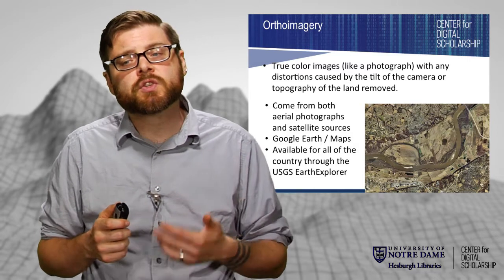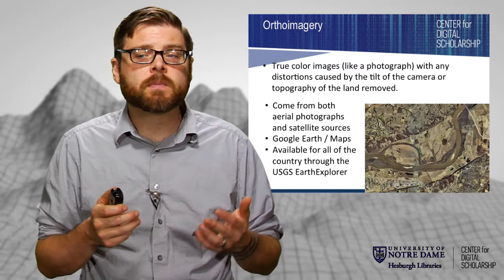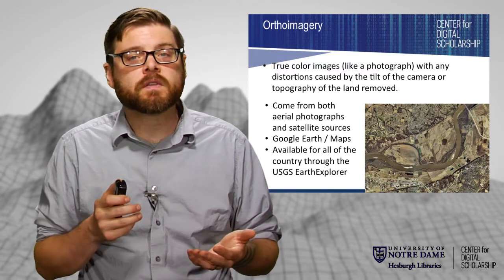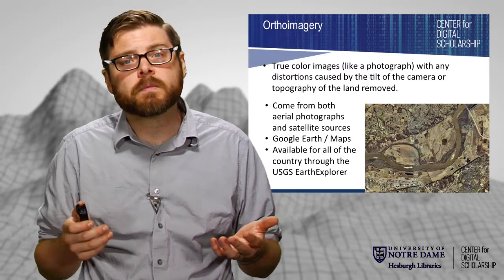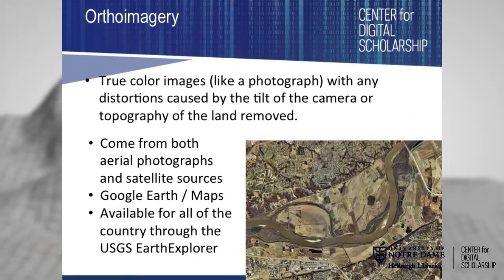Ortho images are essentially true color images, so it's a photograph with any distortions caused by tilts in the camera or topography of the land that have been removed from them. So they've gone through the projection process, the georeferencing process, and a little bit beyond. Now these are really common that you'll see as the base layer for a lot of maps. This is what you see in Google Earth, and they usually come from either aerial photographs or satellites. And they're available for the entire country through the USGS Earth Explorer, which I'll show the link to in a little while here.